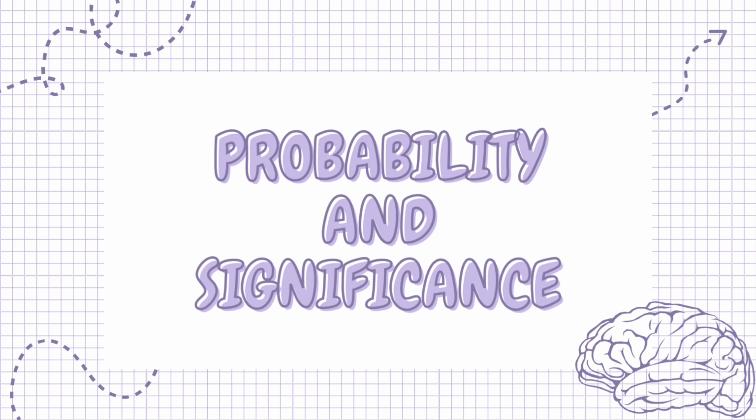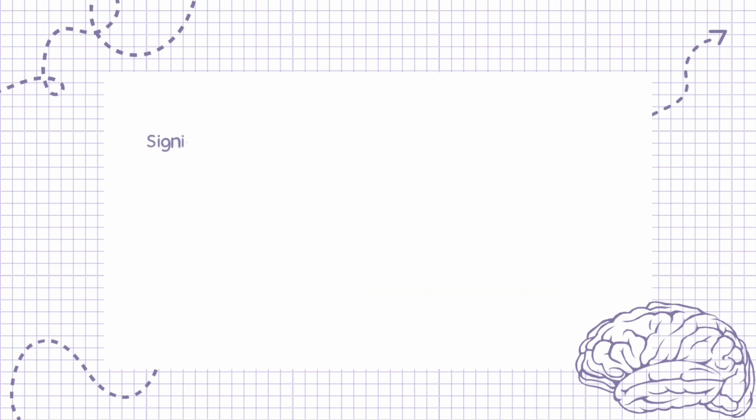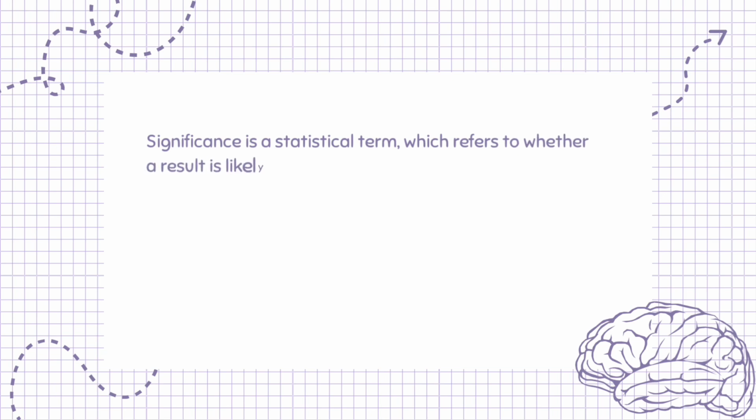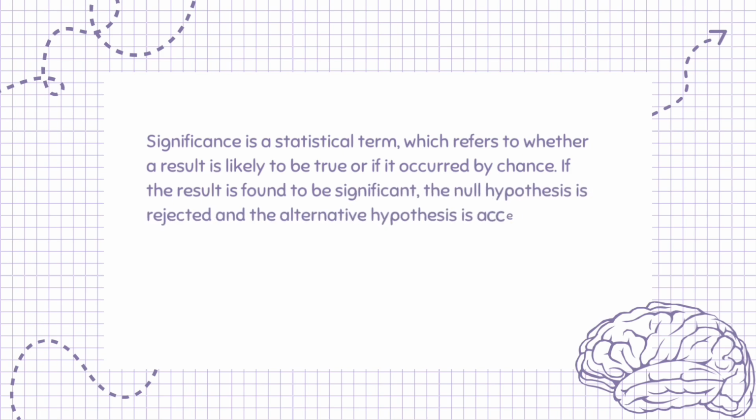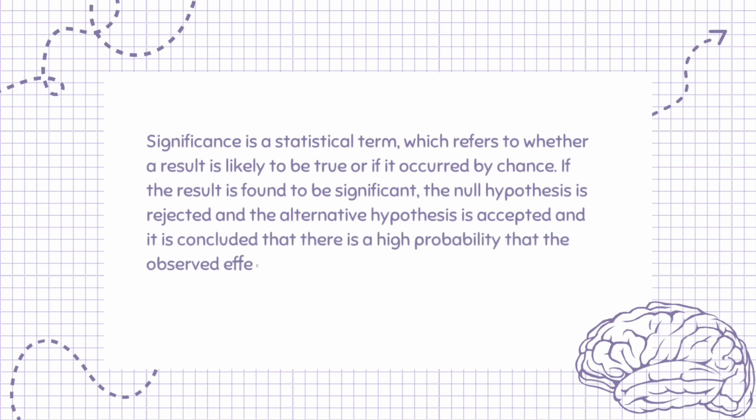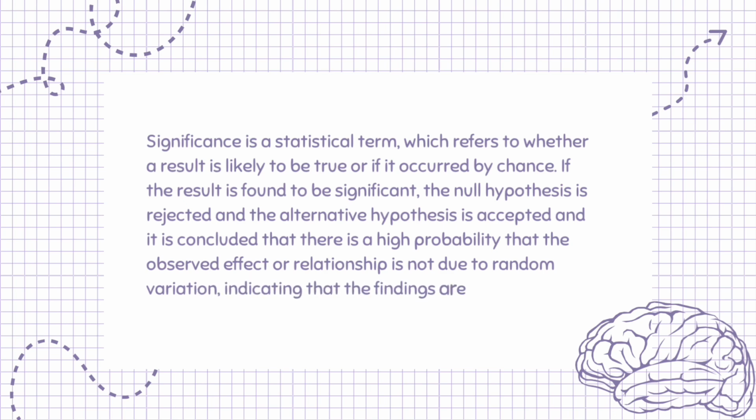Probability and significance. Significance is a statistical term, which refers to whether a result is likely to be true or if it occurred by chance. If the result is found to be significant, the null hypothesis is rejected and the alternative hypothesis is accepted, and it is concluded that there is a high probability that the observed effect or relationship is not due to random variation, indicating that the findings are meaningful and can be relied upon.